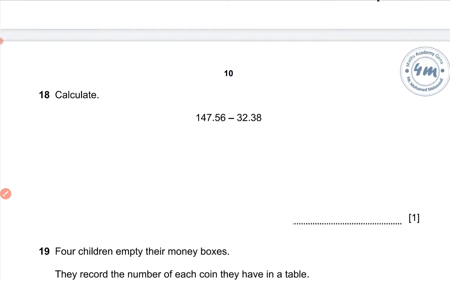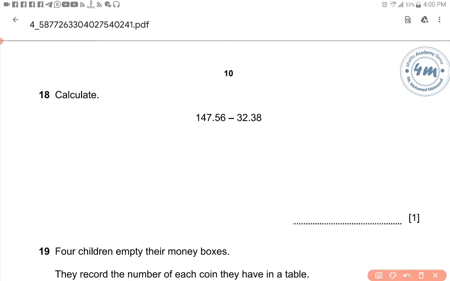Calculate subtraction for decimals. You can make it vertical, 147.56 minus 32.38.